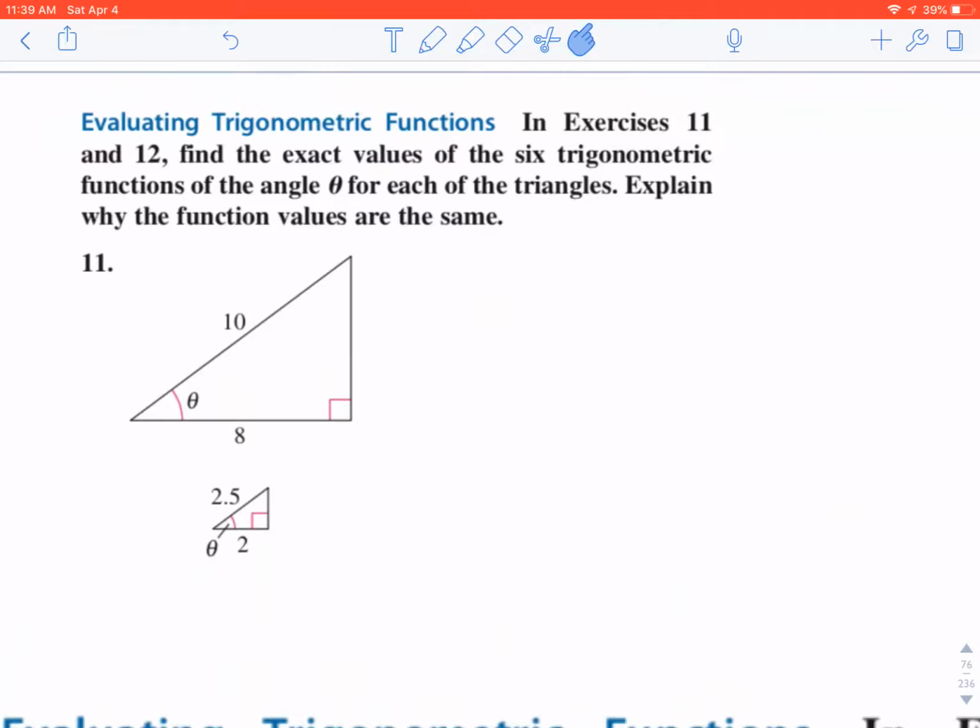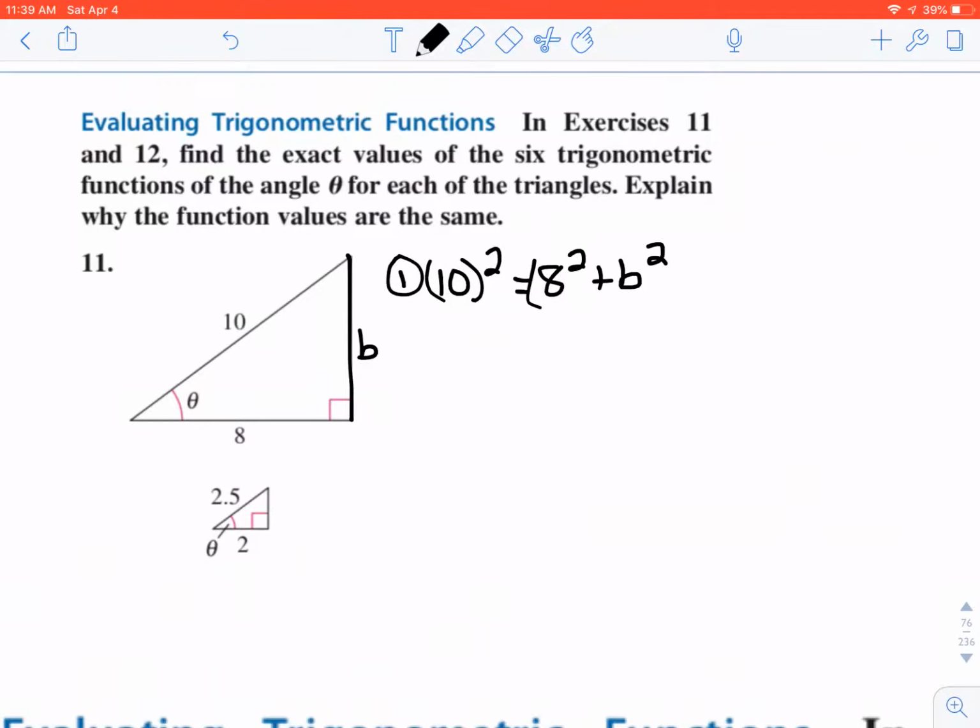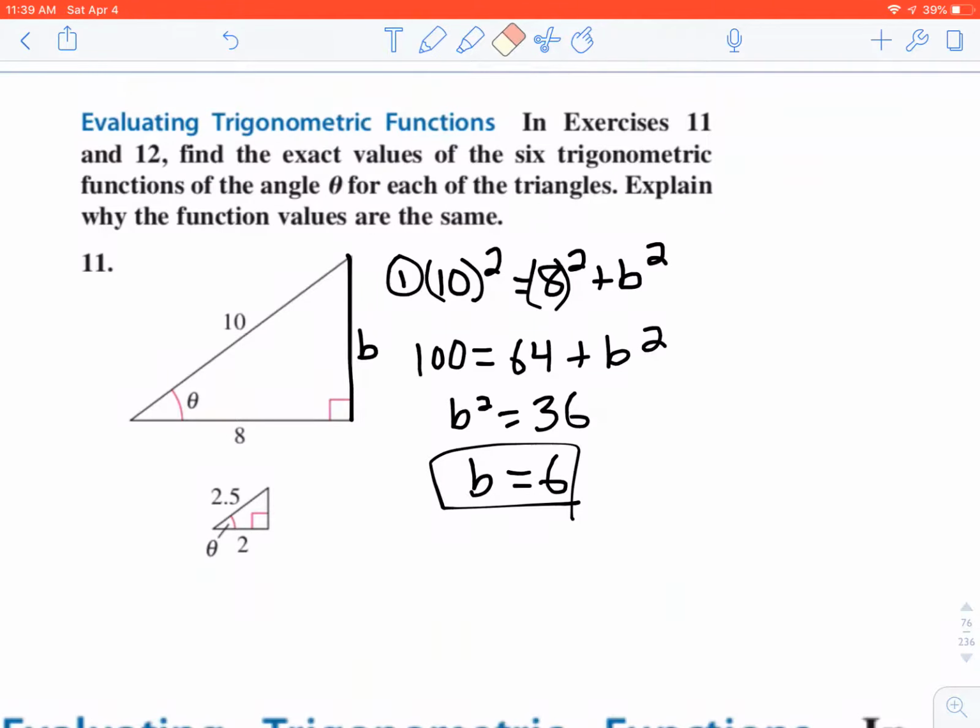Okay, so let's first start by taking the larger triangle, and let's find the side that's missing. All right, so we have our hypotenuse, which is 10. So 10 squared equals, all right, our sides are 8 squared, and we need to find the other one, which I'm going to call b. Okay, so we have 100 equals 64 plus b squared. When you subtract that, you get 36. So the square root of 36 is 6. Okay, so on this one, we end up with this side is 6.